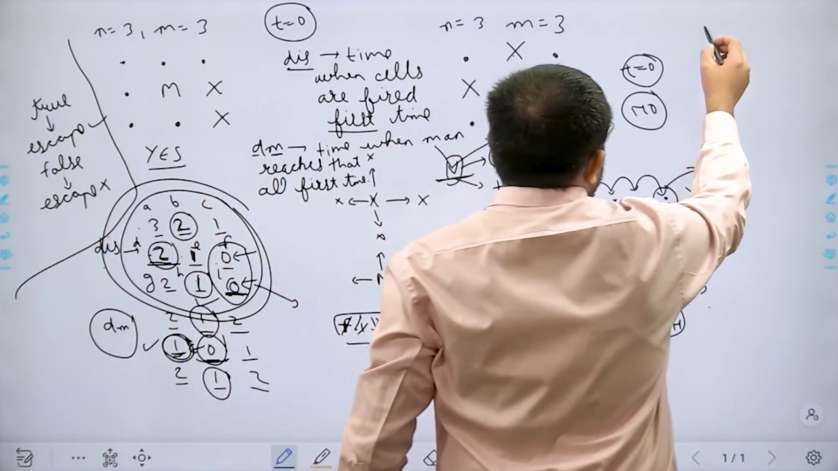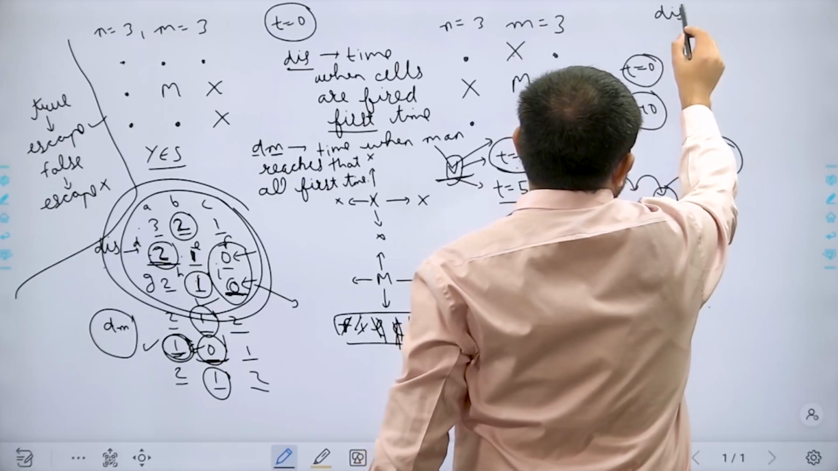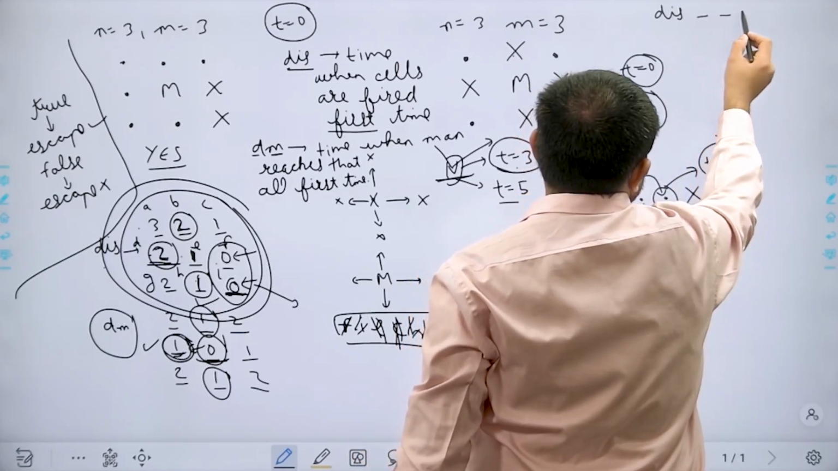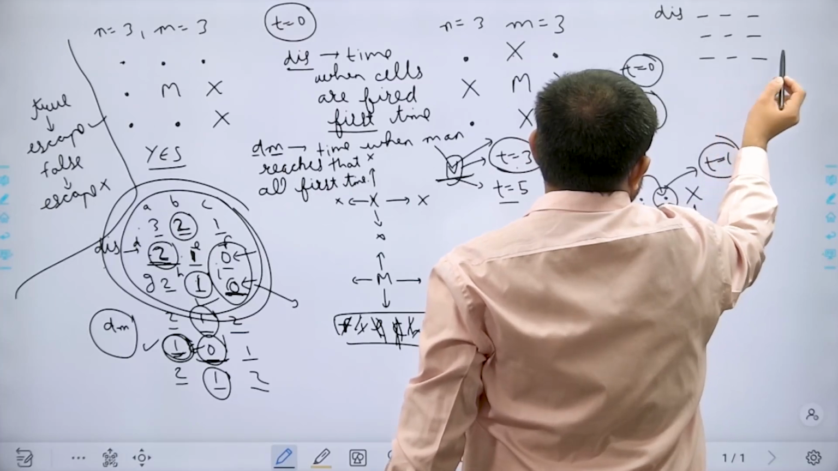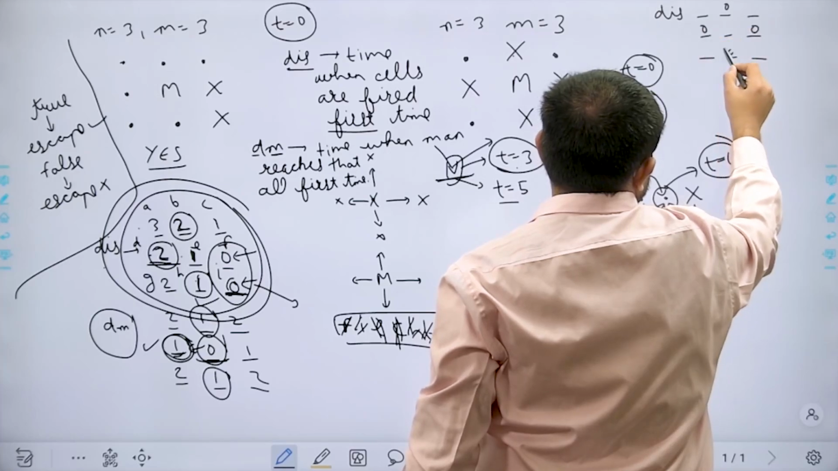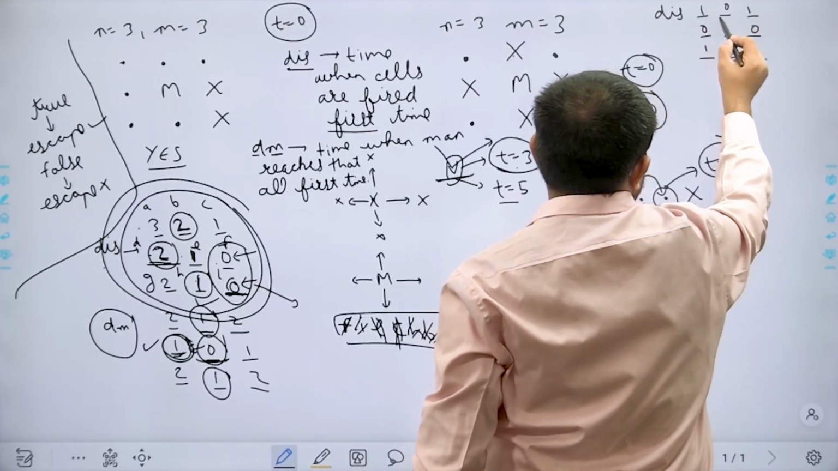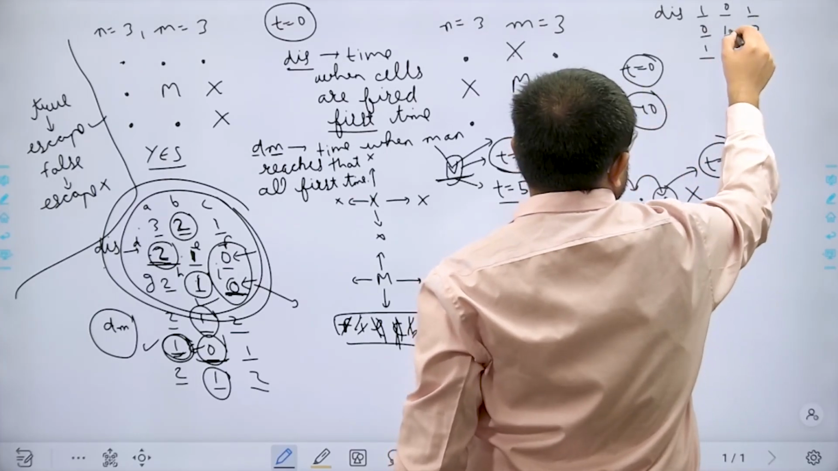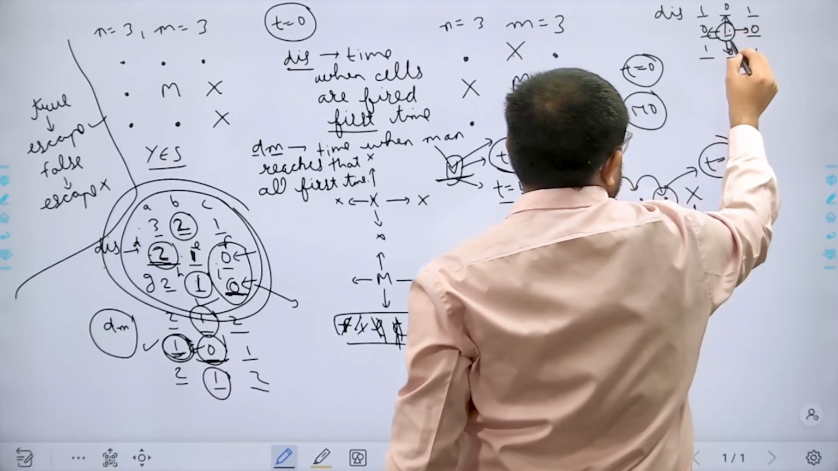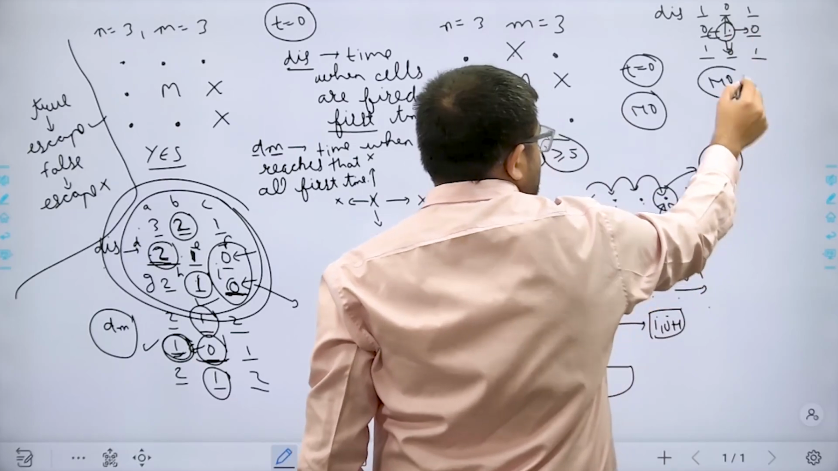So here if I write down the distance table, this is when the fire gets caught up. This is 0, this is 0, this is 0, this is 0, this is 1, 1, 1, 1 and 1, and the man is initially here. So the man cannot move to any of the adjacent cells because they are all fired, and hence the output will be no.